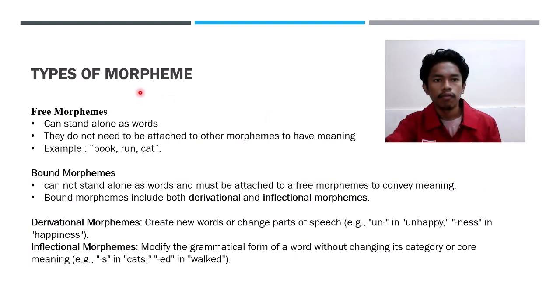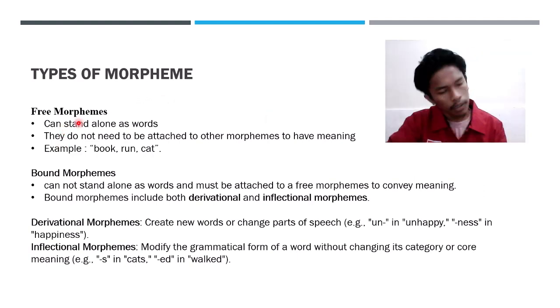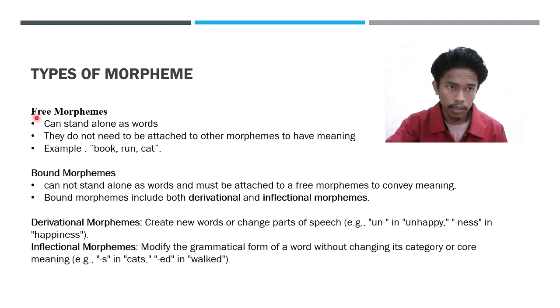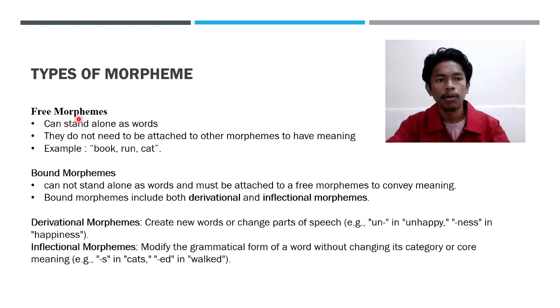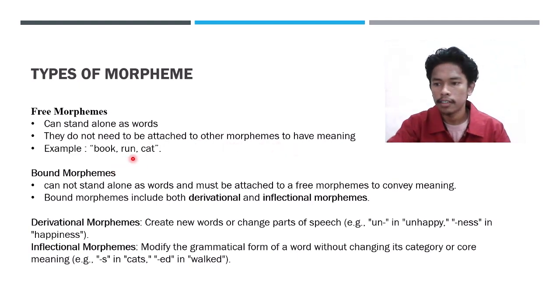It's the types of morpheme. Here morphemes are divided into 2 types. First, free morphemes. Free morphemes can stand alone as words. They do not need to be attached to other morphemes to have meaning, for example book, run, cat, and so on. Those are free morphemes, they can stand alone.